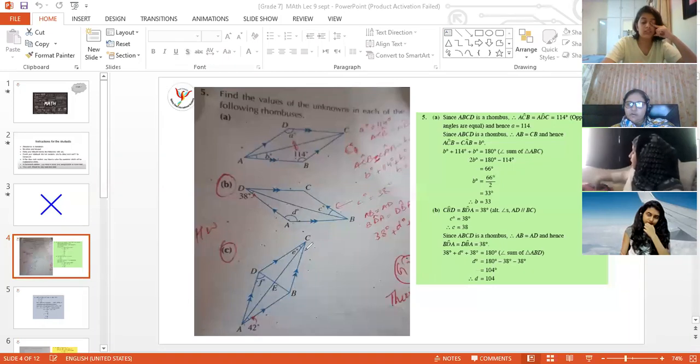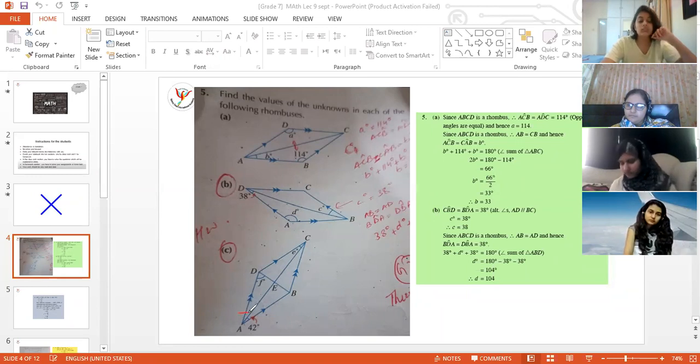See this. This is the rhombus. You know that whenever this arrow is outside, it means that this part will also be 42 degree. The same one. Right? If this is 42 degree, now see this. This is the parallel line. This is the parallel line. This is the transversal. If this is E degree, this will also be E degree, which means 42 is equal to E degree. Right? So this is the first part. We have already solved it.